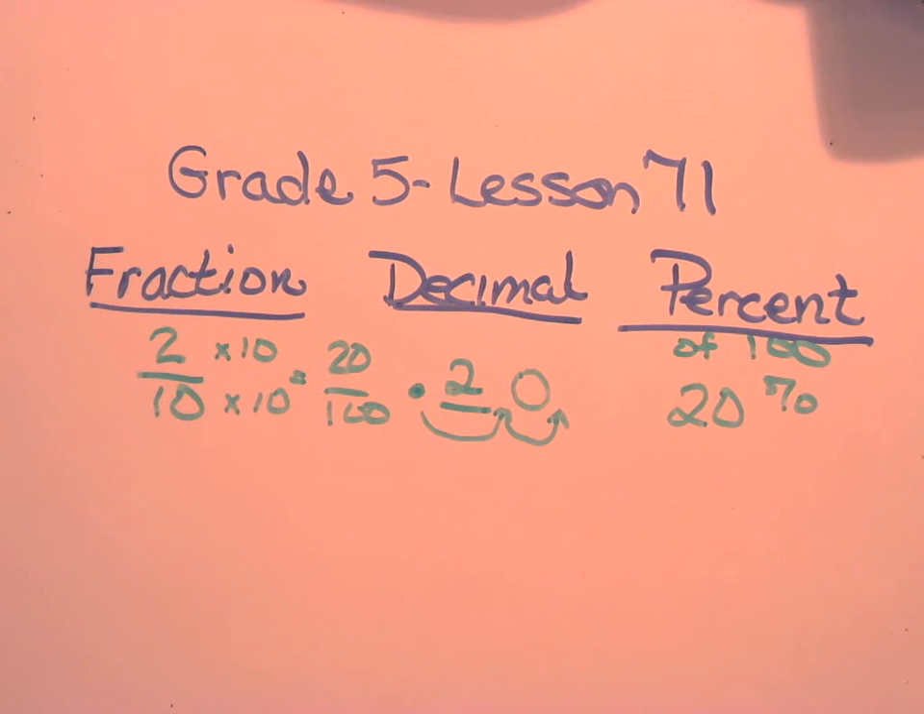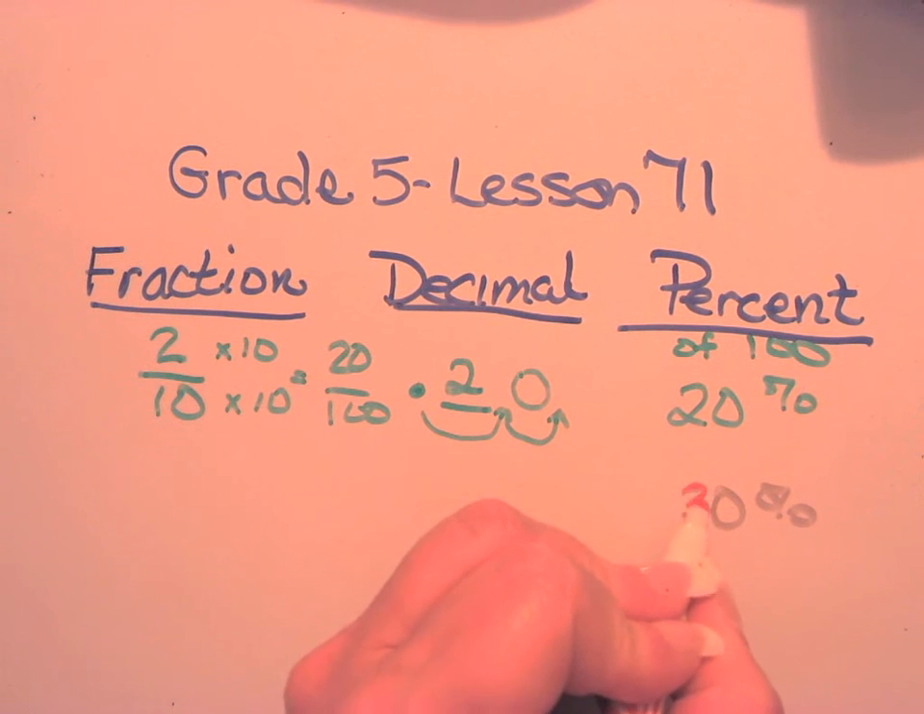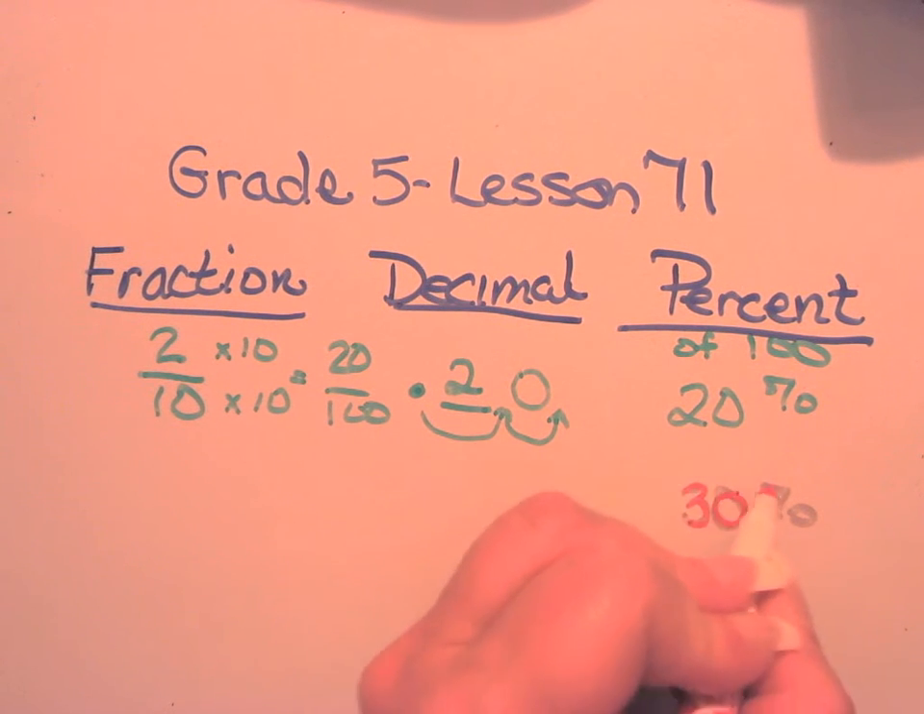Okay, we're going to look at a few examples and see how we can do this. So let's say that time we started with the fraction and we moved it into the percent and into the decimal. This time we're going to start with a percent. So let's say we start with 30%. Okay, 30%. I think I'll use a different color for that just to make it more visible for you. Okay, there we go, 30%.